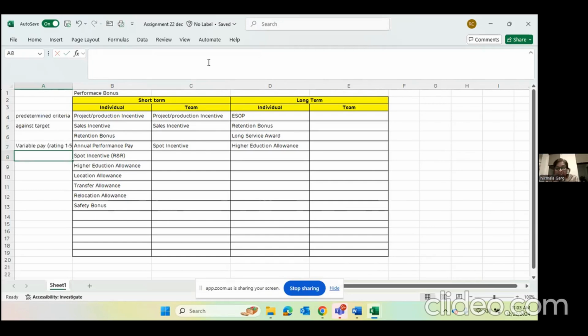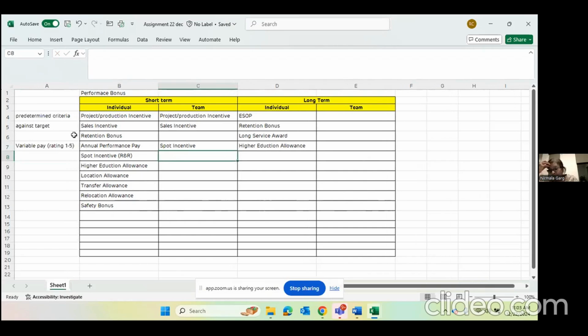Then spot incentives. This is like a reward. It is one form of variable pay where there is no predetermined target or predetermined measure, but you made a suggestion or came up with something. So there is a spot award for it, an amount of money or a movie ticket or something of that kind. It's a competitive reward, ma'am.